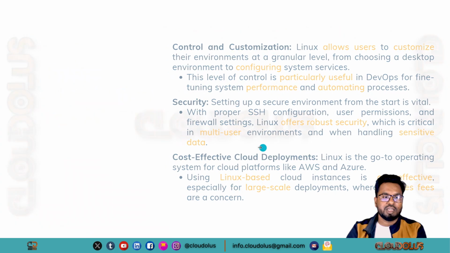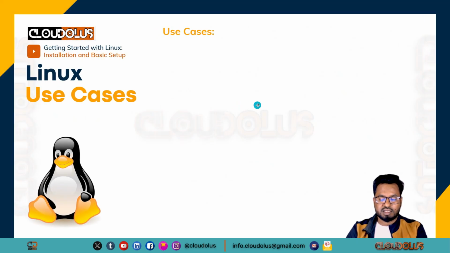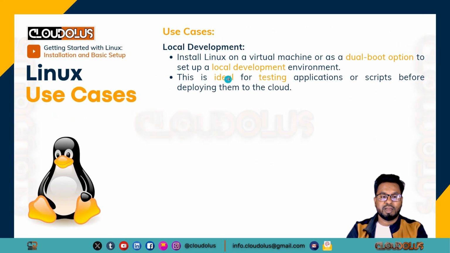Next, we'll go with the use cases. First, use cases for Linux in local deployments, where you install Linux on a virtual machine or as a dual boot option to set up a local deployment environment. This is ideal for testing applications or scripts before deploying them to the cloud. Both options are supported and you can easily switch between them, so before deploying to your cloud production environment, you can easily test your application in your local environment.